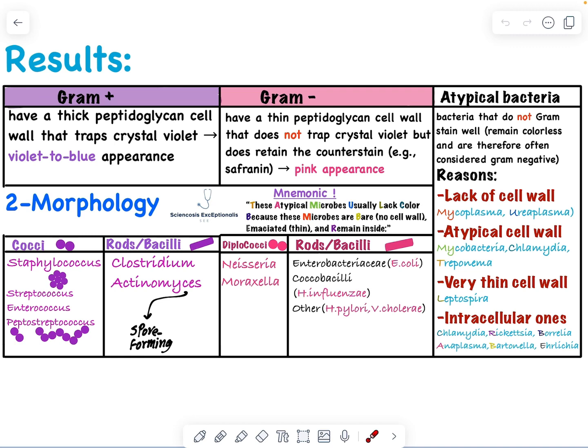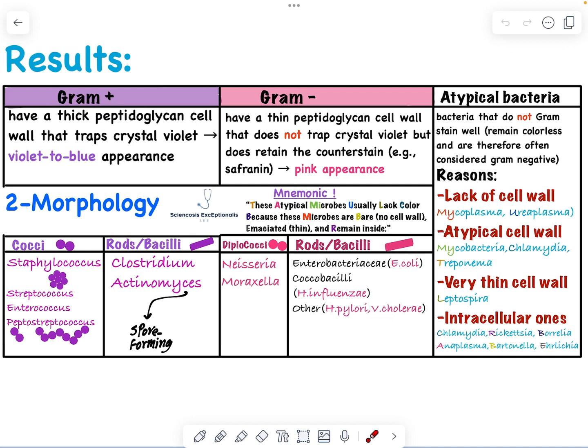Moving to gram-negative, they are either diplococci or bacilli. Diplococci as Neisseria, Moraxella. Bacilli are further divided into Enterobacteriaceae as Escherichia coli, coccobacilli as Haemophilus influenzae, and others as Helicobacter pylori, and Vibrio cholerae.